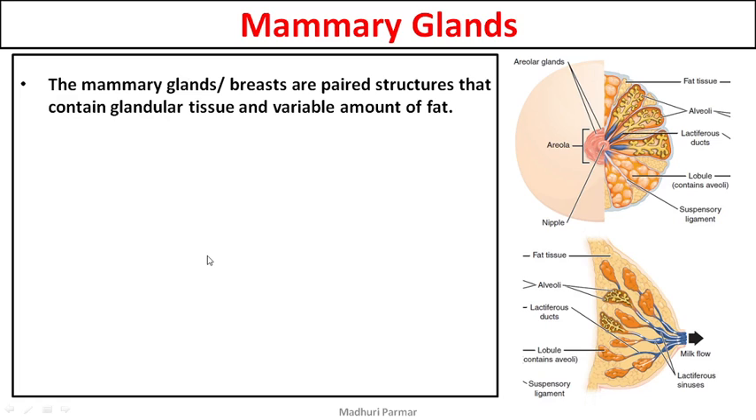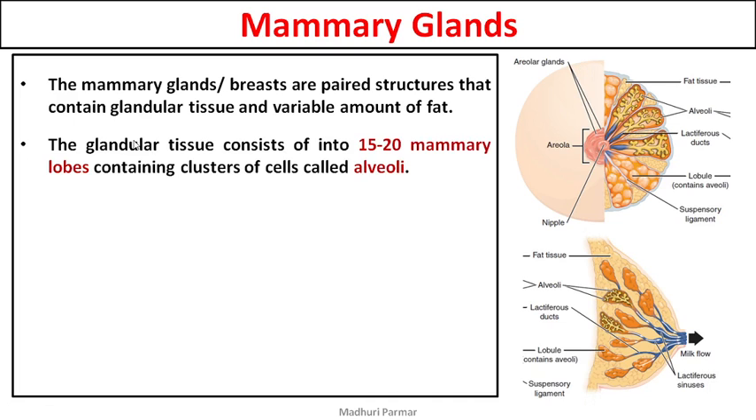Now, talking about the last organs which are special to the female reproductive system, they are the mammary glands. As we have seen, mammary glands in men are vestigial, that is, they are of no function. The mammary glands, very commonly known as breasts, are paired structures that contain glandular tissue and a variable amount of fat. Now, wherever you have to produce milk, you require a lot of energy. So these mammary glands are actually a very fatty tissue. The amount of fat varies.